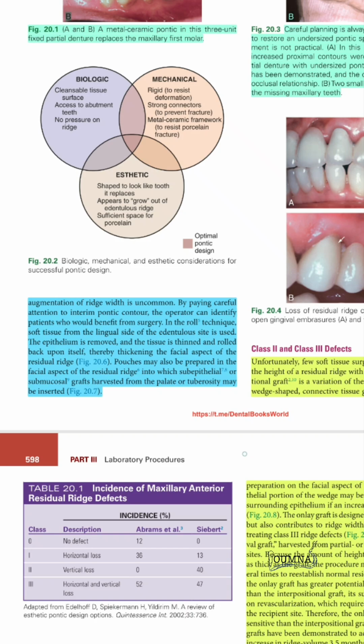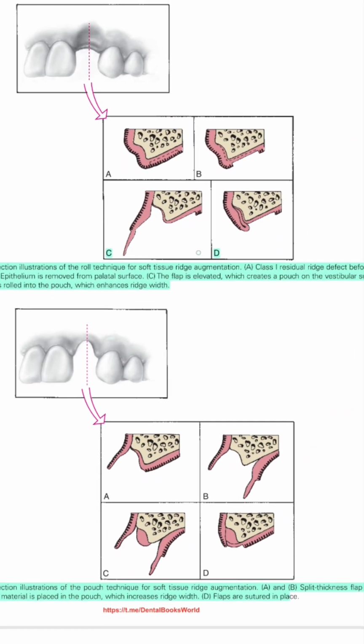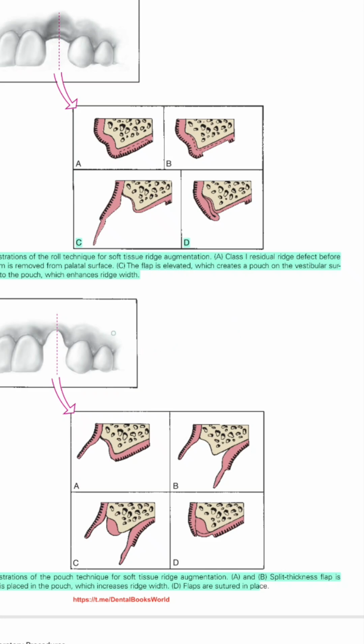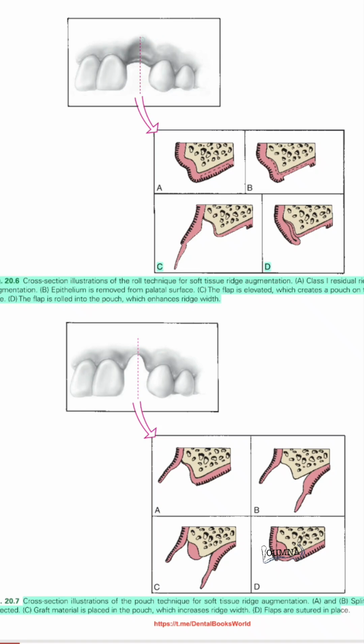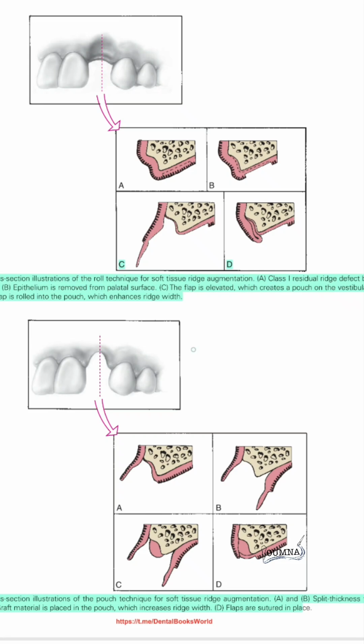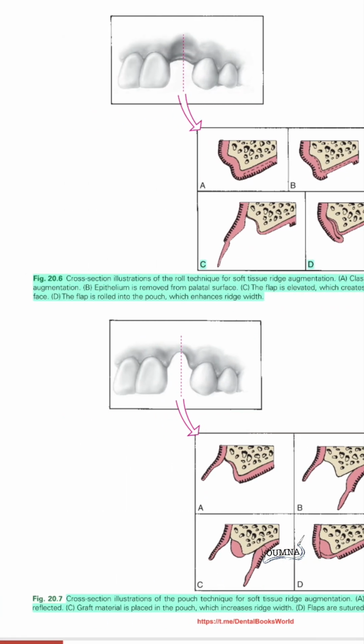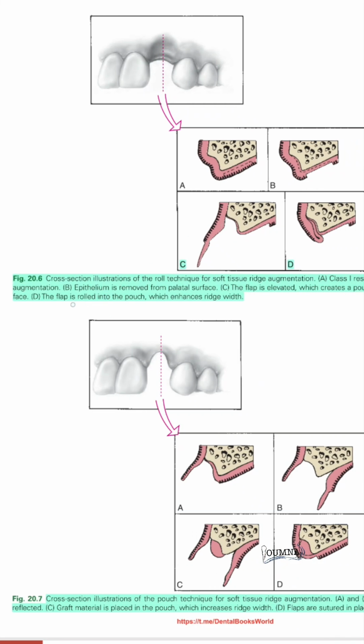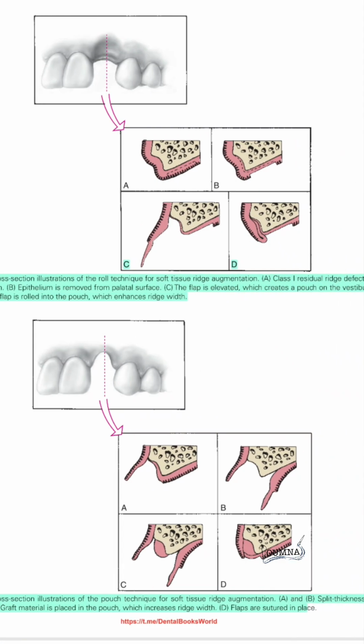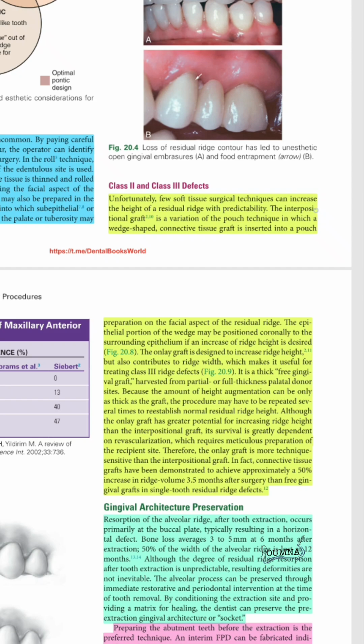The first soft tissue technique is called the roll technique, where we get soft tissue from the lingual side of the edentulous site. The epithelium is removed and the tissue is thinned and rolled back upon itself, thereby thickening the facial aspect of the residual ridge. This is the roll technique. We can see that it can be used for a residual ridge defect. Here we remove the epithelium from the palatal surface of the defect area. Then the flap is elevated, and when we have a pouch on the vestibular surface, we roll the flap and do suturing here.